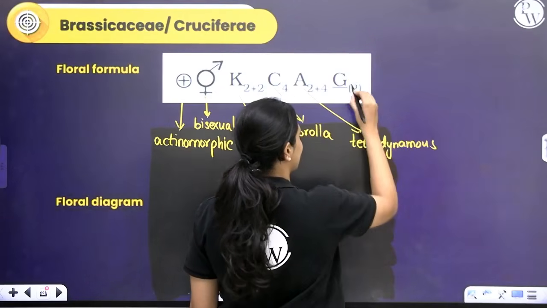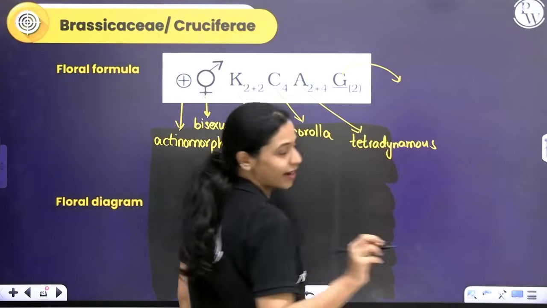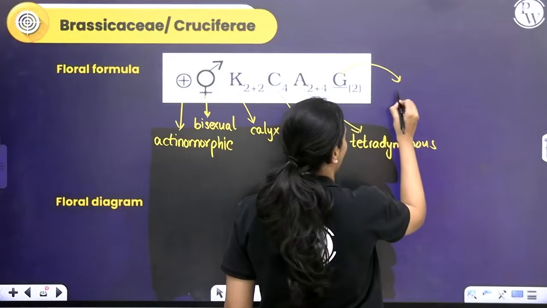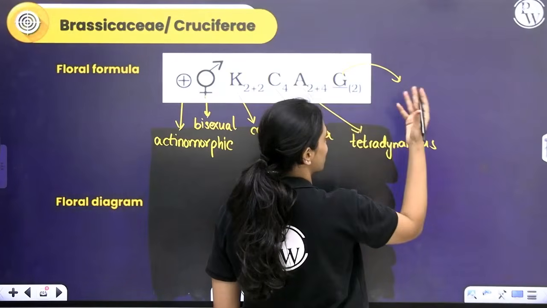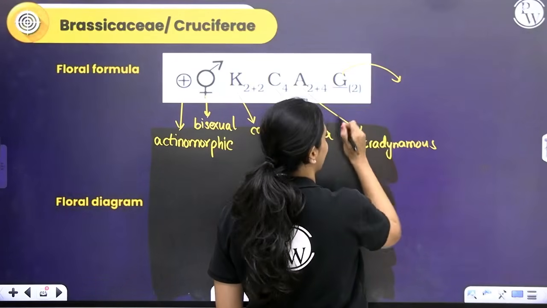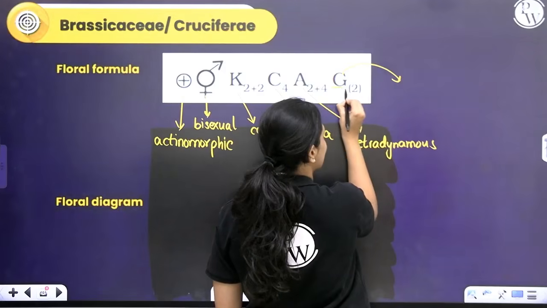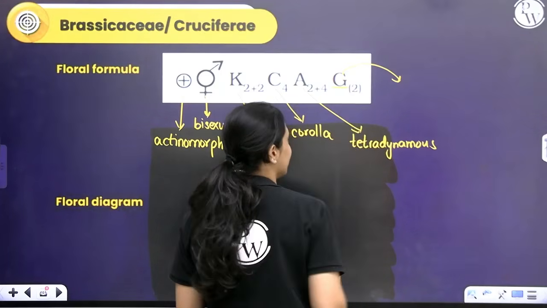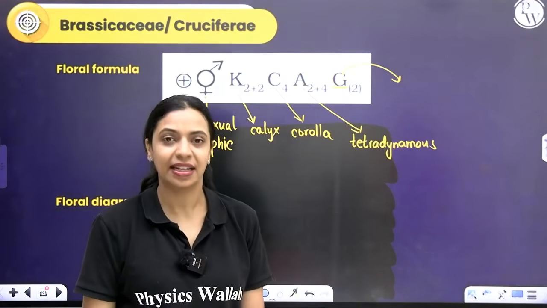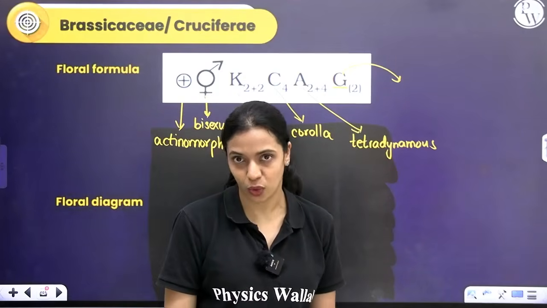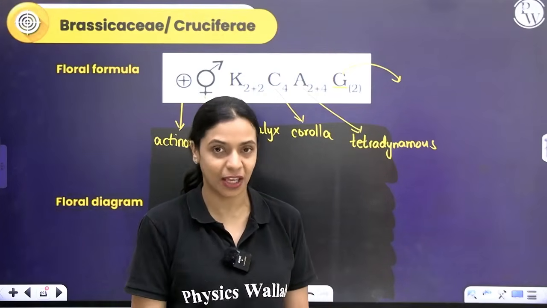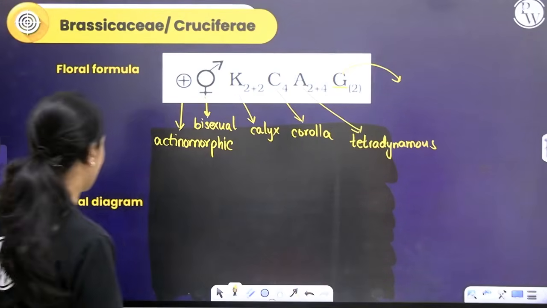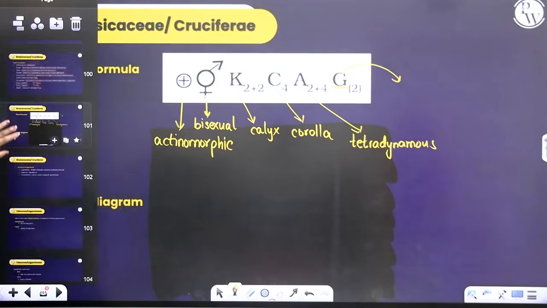And in gynoecium, you see that it had 2 carpels and the 2 carpels were fused. Bicarpellary syncarpous condition. You can also see that there is a line under G. What does that indicate? That indicates that it has a superior ovary, which means the flower is epigynous. Alright, so that's about family Brassicaceae.